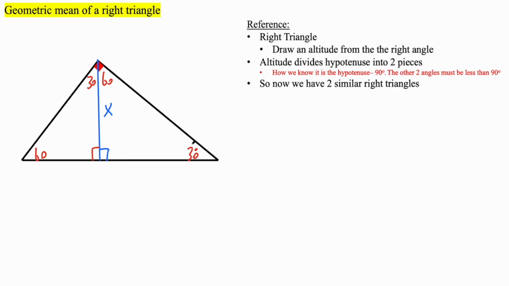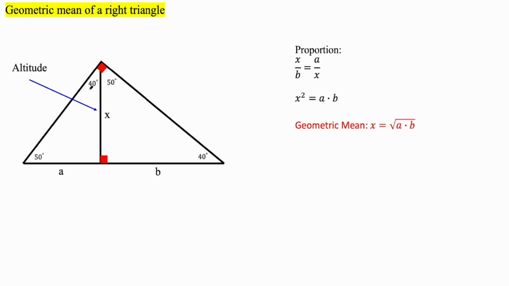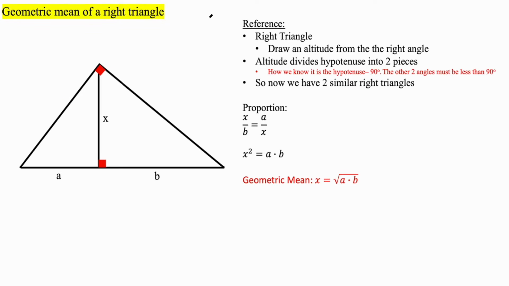And so now we're seeing we have a similar triangle. Likewise, it didn't have to be 30 and 60. It could have been 40 and 50. The result is the same. If this is 40, then this is 50. If this is 50, then this is 40. And we see we have a similar right triangle. Now, because we have a similar right triangle, we can establish a proportion.